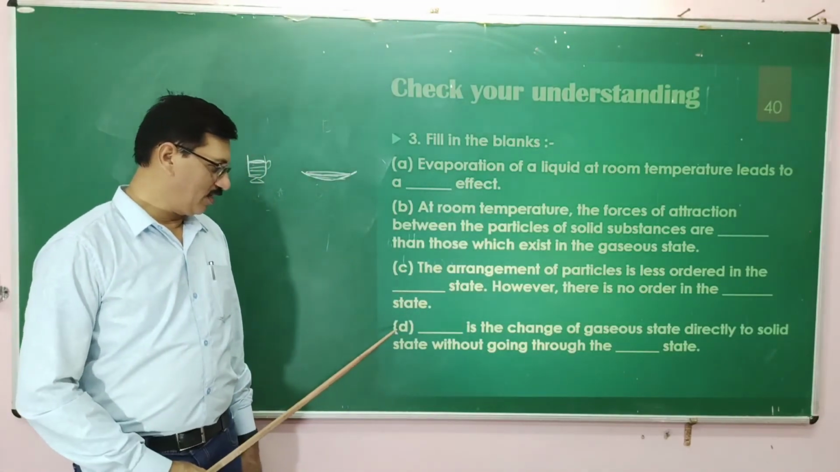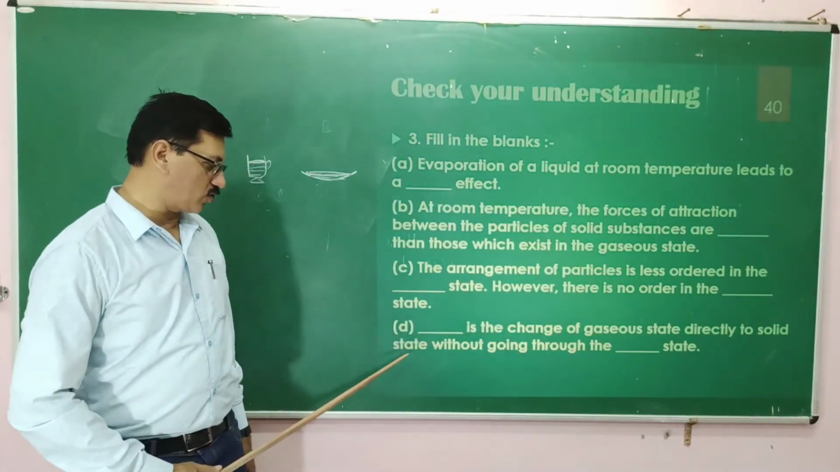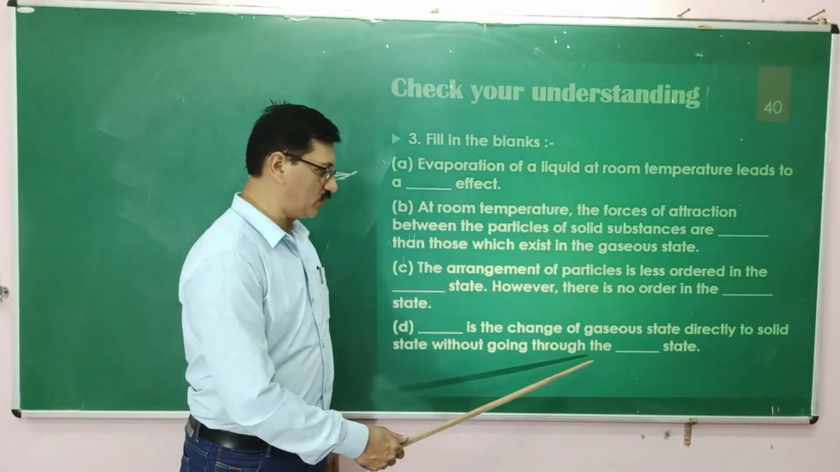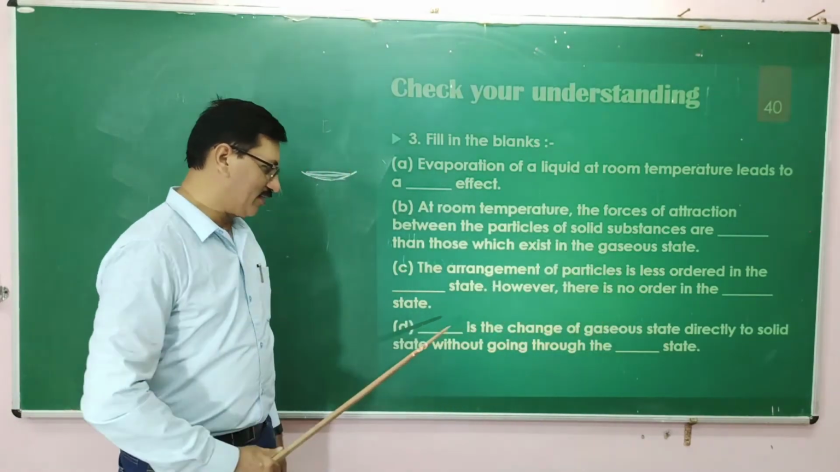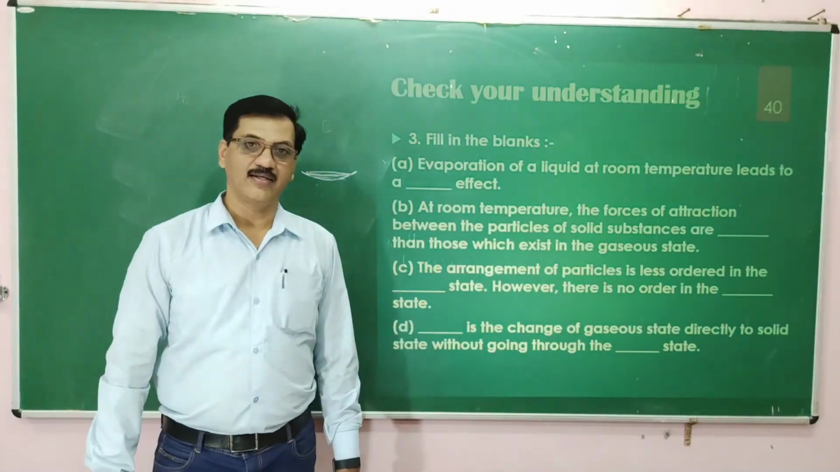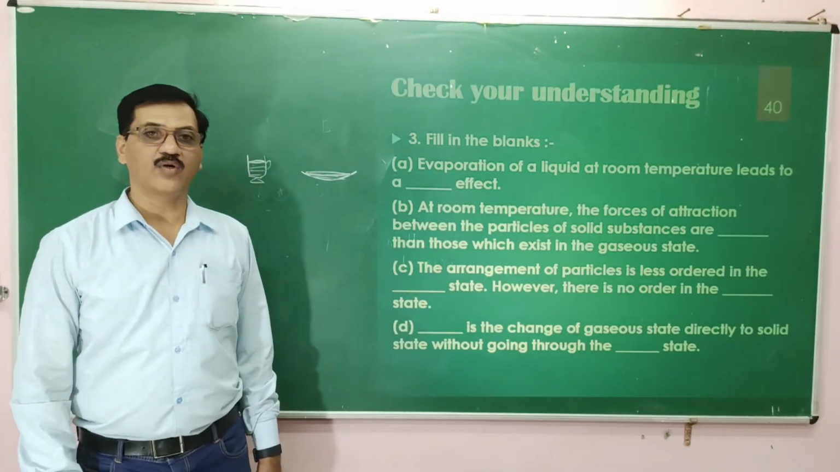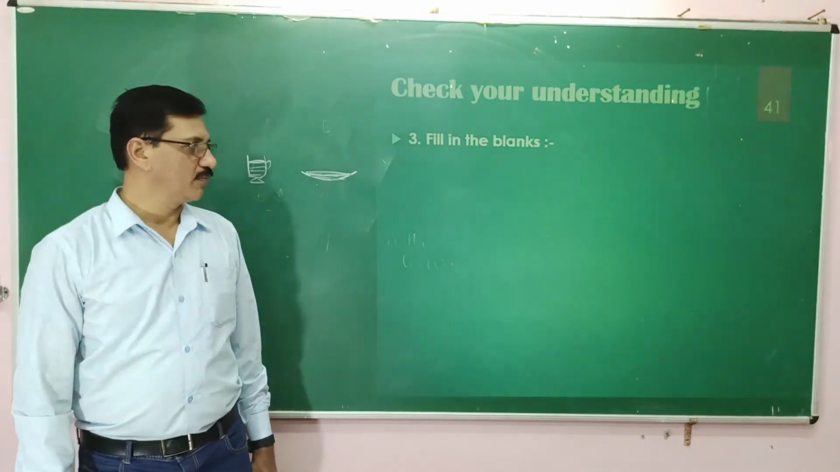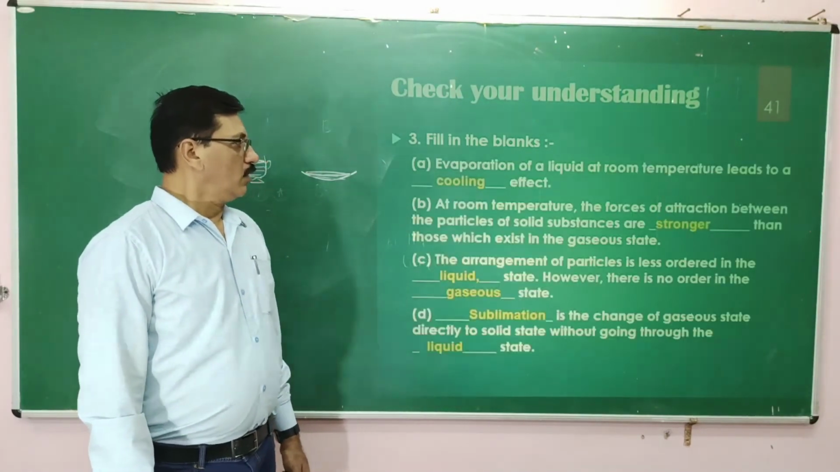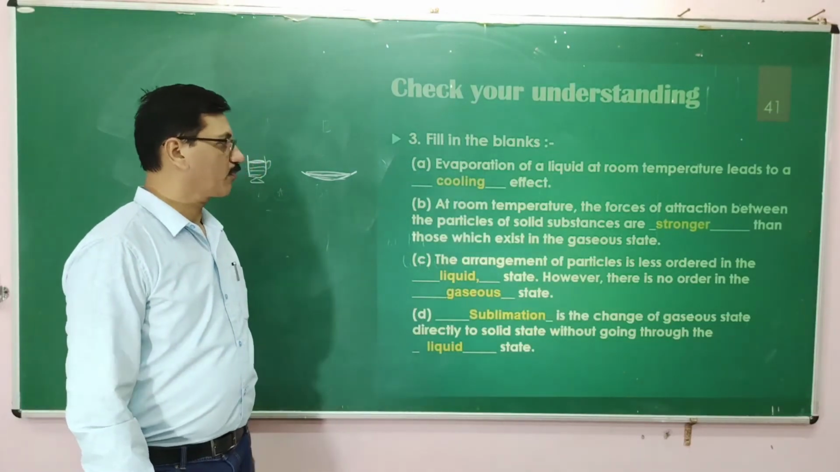The dash is the change of gaseous state directly to the solid state without going through the liquid state. This is sublimation. Sublimation is the change of gaseous state directly into solid state without converting into liquid state. So these are the answers that I already told you about.